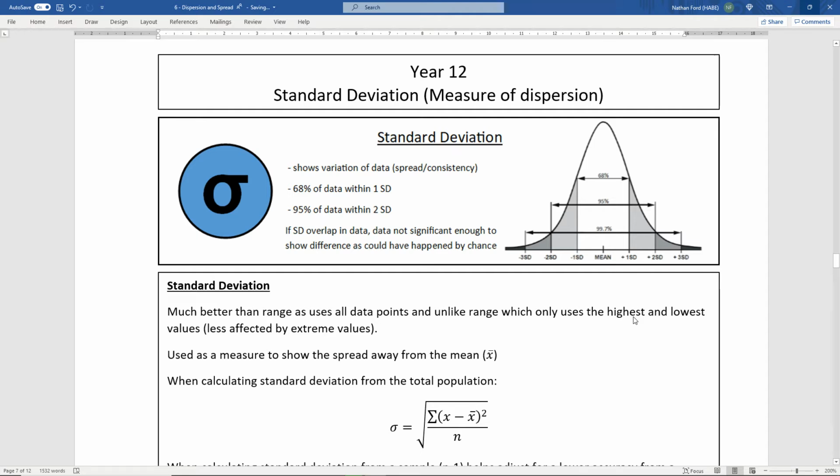Hello again, Year 12s. We've got our last unit for this induction week, which is standard deviation. This is to further improve our knowledge of dispersion of data.